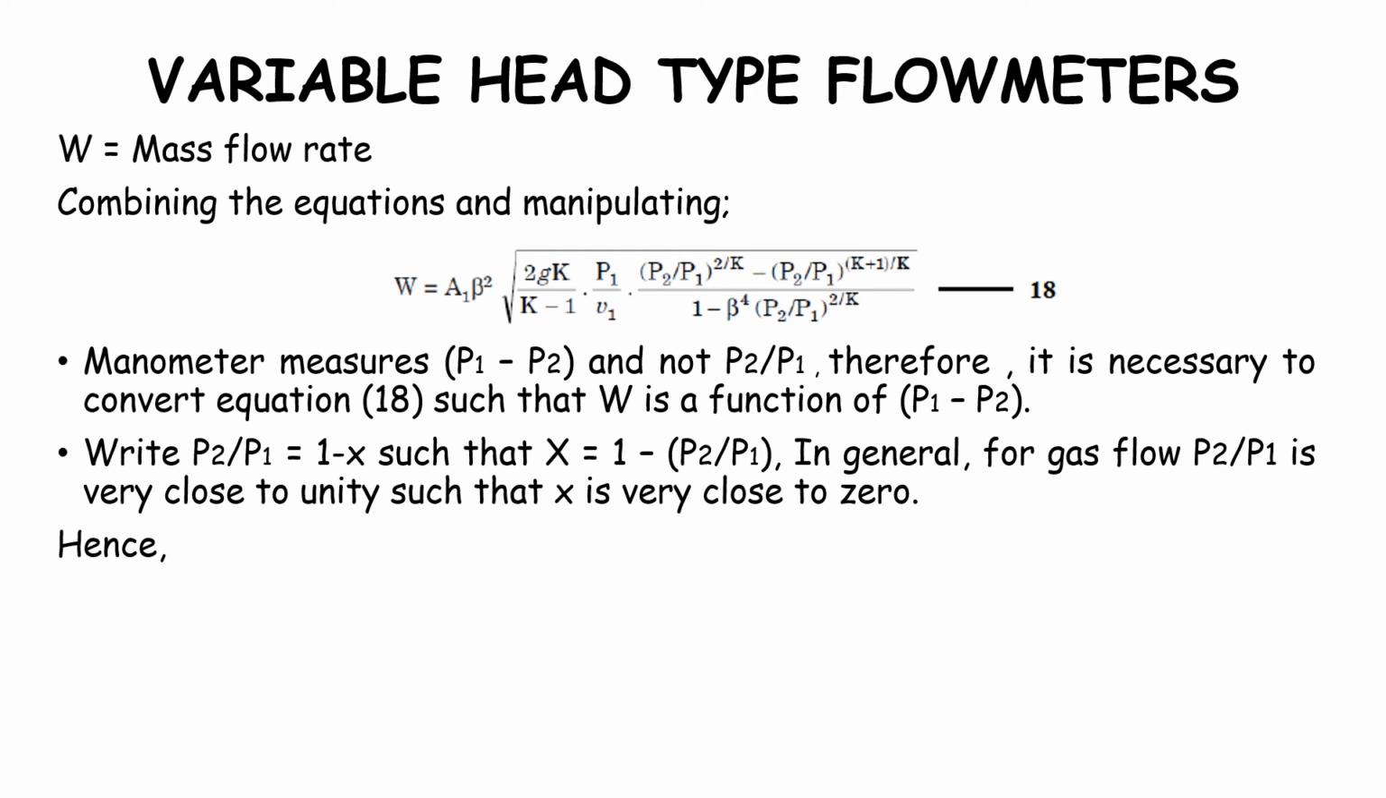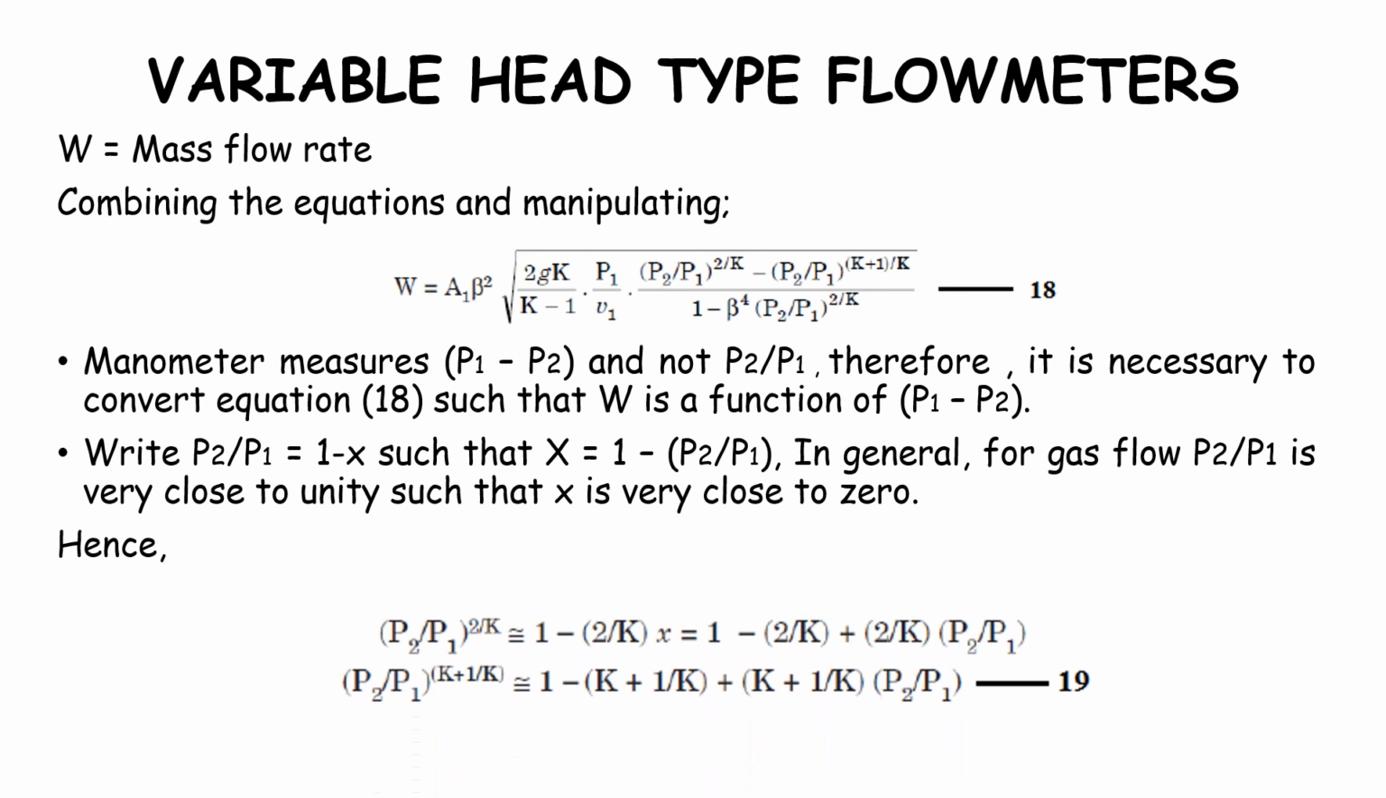And the manometer measures P1 minus P2 and not P2 divided by P1. Therefore, it is necessary to convert this particular equation such that W is a function of P1 minus P2. So let's write P2 divided by P1 is equal to 1 minus X, such that X is equal to 1 minus P2 divided by P1. In general, for a gas flow, P2 divided by P1 is very close to unity, such that X is very close to 0. So hence, we get these expressions.